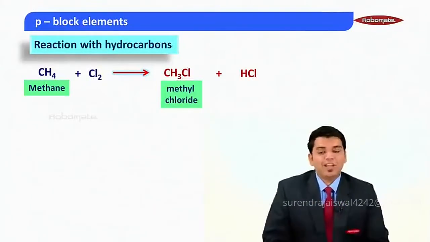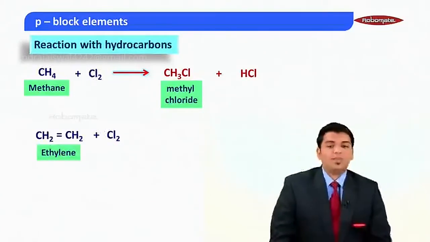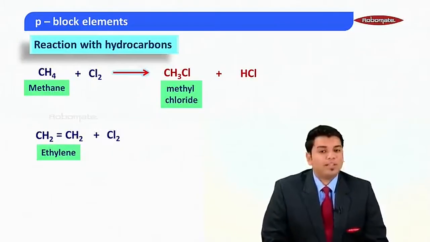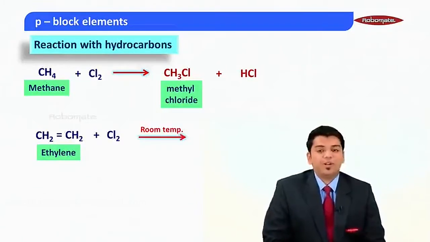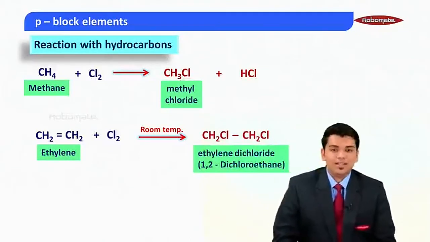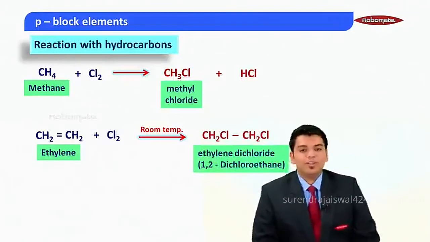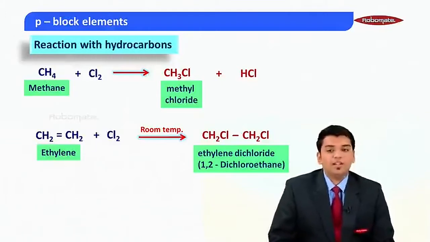Now another reaction with hydrocarbons that we have is the reaction of Cl2 with ethylene, that is CH2=CH2. It is also called ethene. This reaction, when done at room temperature, results in the formation of CH2Cl-CH2Cl. This is called ethylene dichloride or 1,2-dichloroethane. This is an example of a vicinal dihalide.